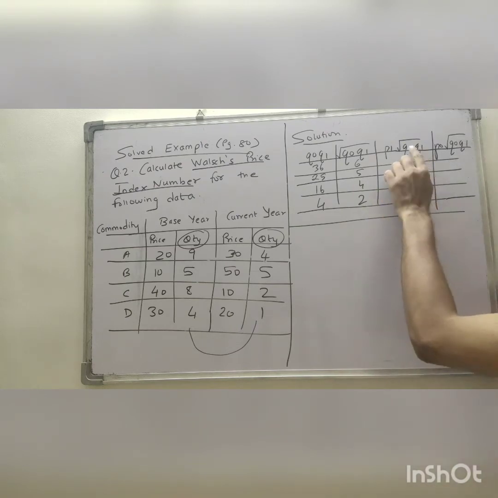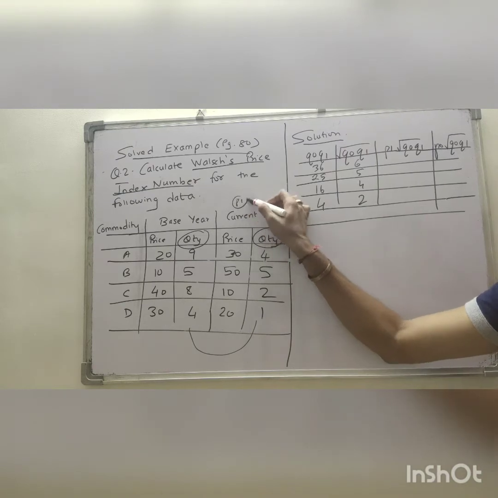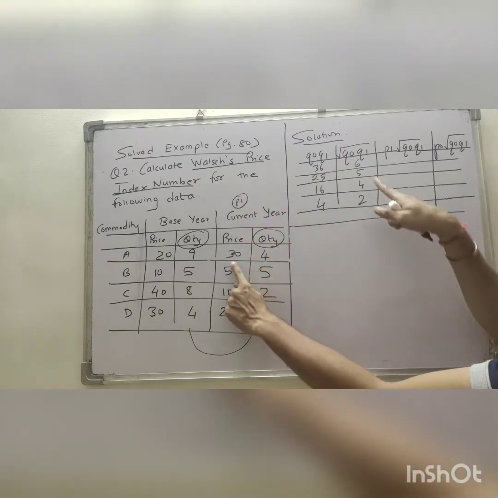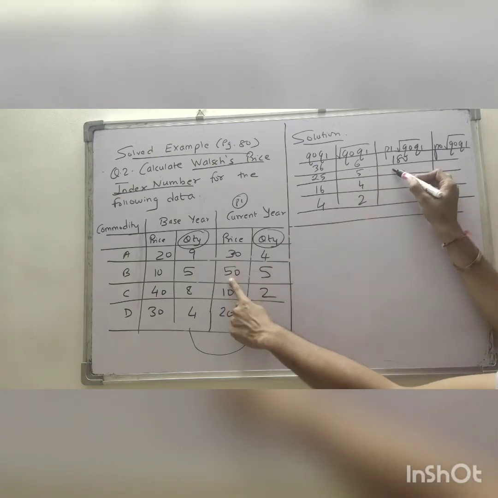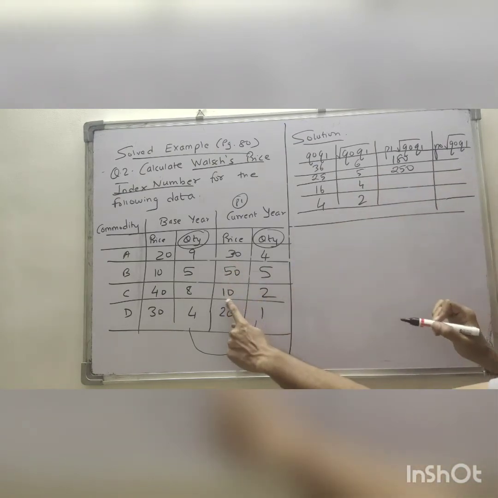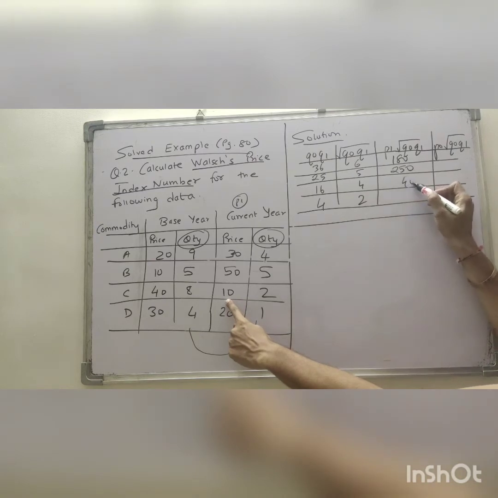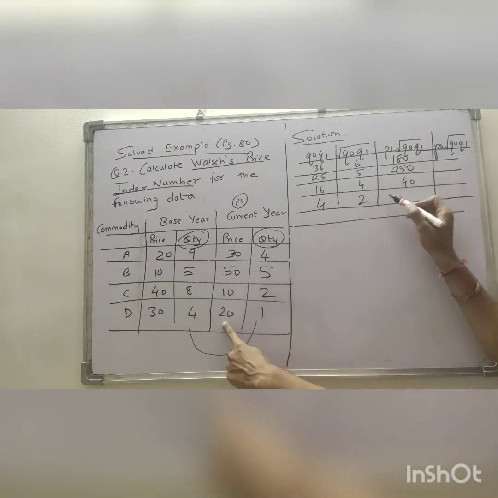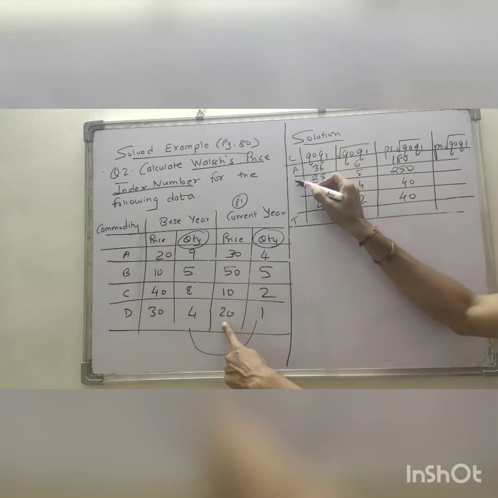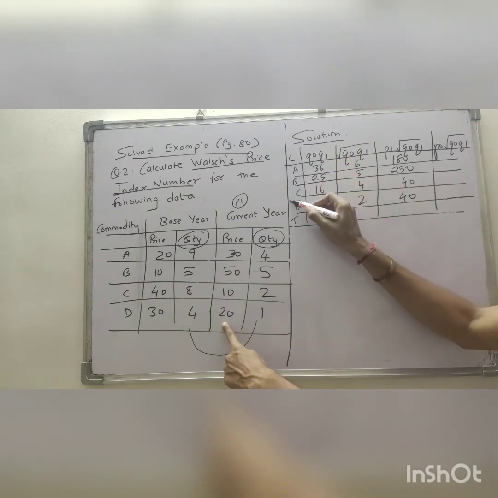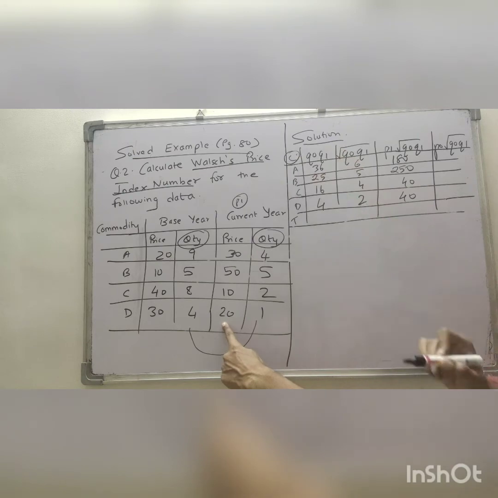Now, this root is multiplied by P1. This is P1. 30 into 6, 180. 50 into 5, 250. 10 into 4, 40. 20 into 2, 40. Yes, these are commodities A, B, C, D. This C is for commodity.